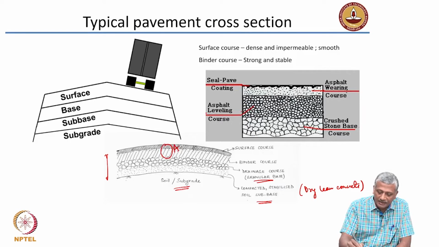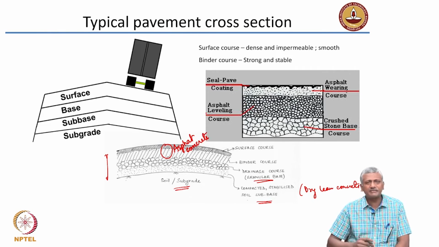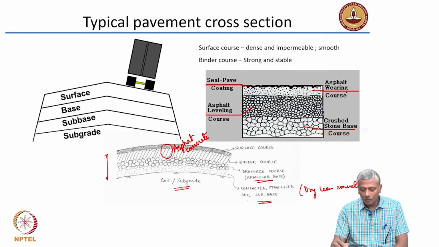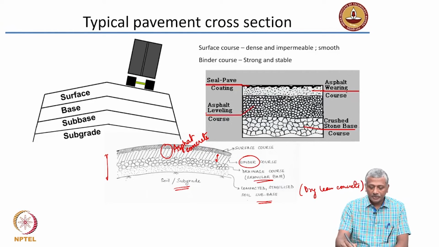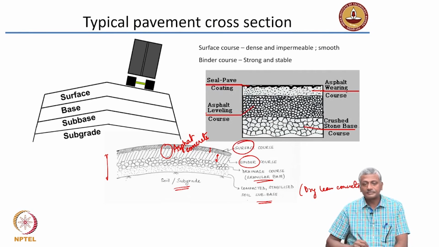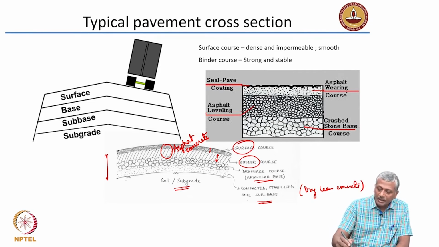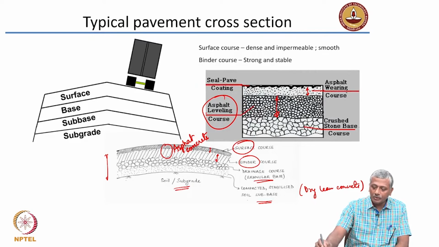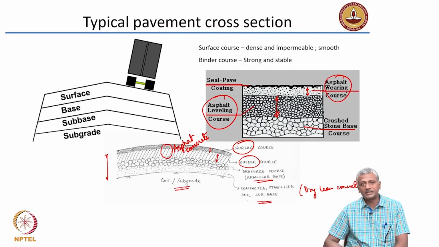So, this entire thing is the asphalt concrete. There are several ways of calling these layers of asphalt concrete. Usually there are two layers. The lower layer, or the thicker layer, is called the binder course. The top layer, the thinner layer, is called the surface course. There is another way of calling it. You have the asphalt leveling course, which is a thicker layer, and you have the asphalt wearing course, which is the thinner layer on top.